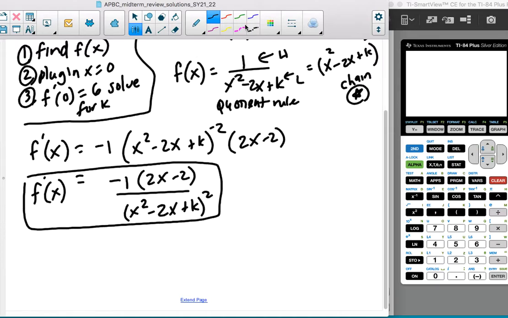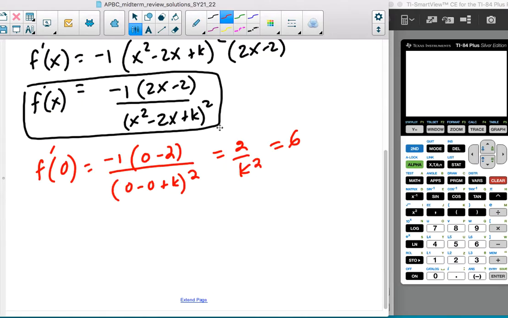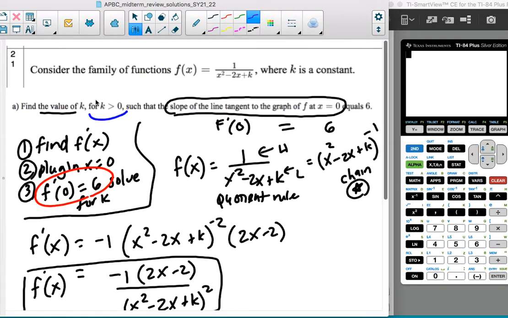After I find f prime of x, I now need to find f prime of 0, right? So f prime of 0 would be a -1 times 0 minus 2. On the bottom, I'm going to get 0 minus 0 plus k whole quantity squared. So I'm pretty sure I get 2 over k squared. But then I was told that f prime of 0 has to be 6. So now I can just solve for k. So when I solve for k, 2 equals 6k squared. 1/3 is k squared.